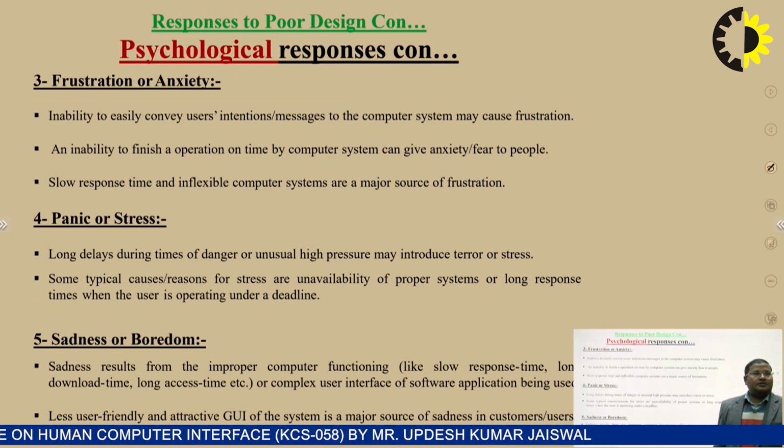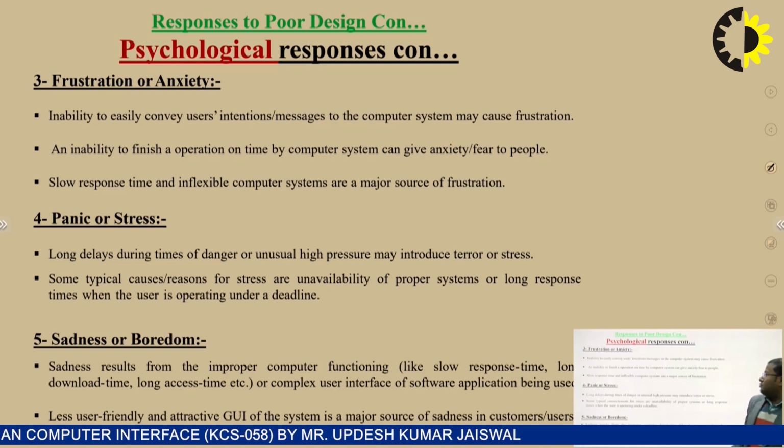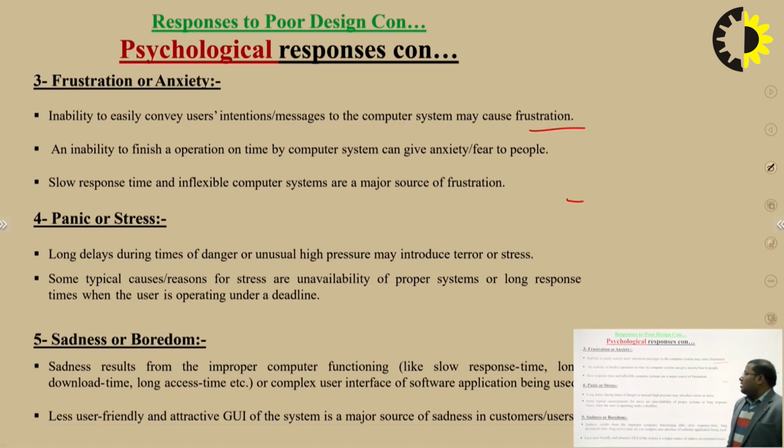Frustration. Inability to easily convey the user's message to the computer. If you are providing the message to the computer in a very difficult manner, then it will create frustration in the mind of the user. And inability to finish an operation on time can give fear to the people, because the system is taking a long time and time is limited. Slow response time and inflexible computer systems are a major source of frustration.